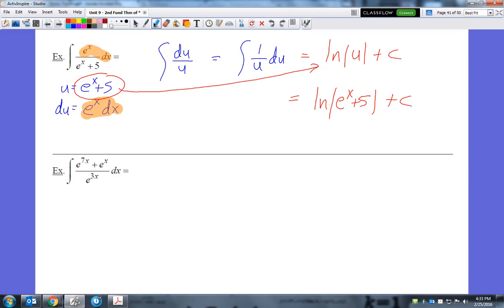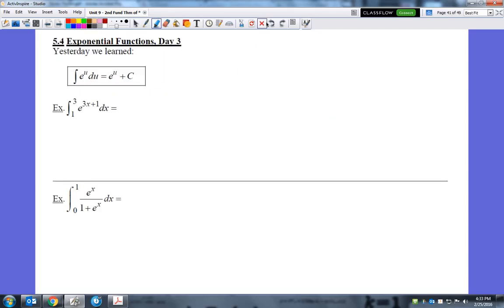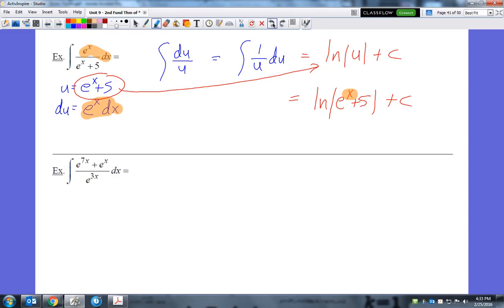But anytime you have it still left in x form, waiting for inputs, we want to leave it with the absolute value, because the domain for natural log functions has to be greater than 0. Okay, so that would be the answer there. Next one.